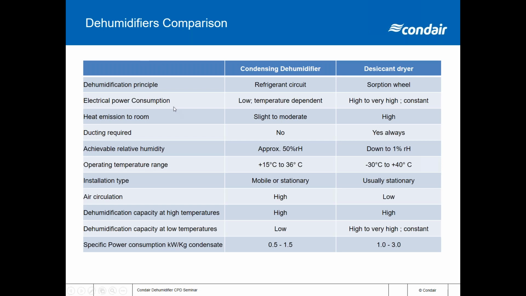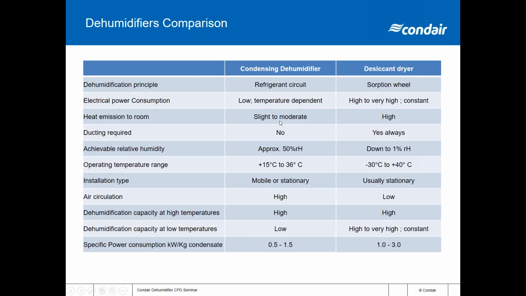Electrical power consumption, well, it's pretty low for a condensing dehumidifier. We're running a compressor and a fan and some controls, but you know, it's not too bad at all. Whereas with a desiccant dryer, it is going to be higher and constant because we're running that heater for the reactivation air, so that regeneration air.